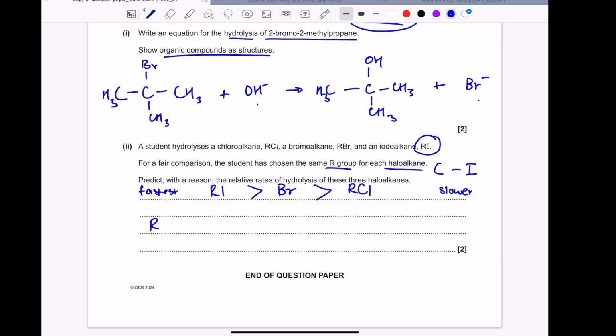Reason being, the carbon-iodine bond is the weakest. And because it's the weakest, least energy must be put in to break it, making it the fastest to hydrolyze. This would be followed by C-Br, and then finally C-Cl, bond-wise.